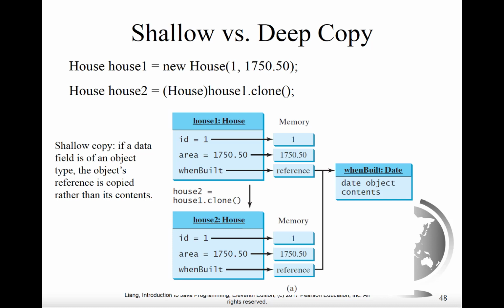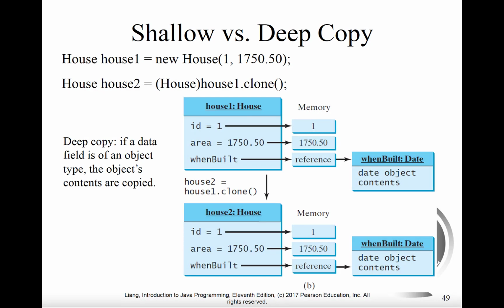The shallow term captures the fact that we haven't gone deep enough. We've got a shallow copy only. We've copied the reference to a new place, but it's still the same value of reference, and it still points to the same date object. We did not do a deep copy here. We've done rather a shallow copy.